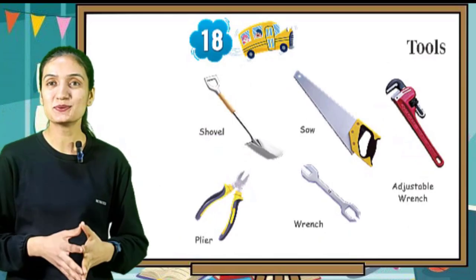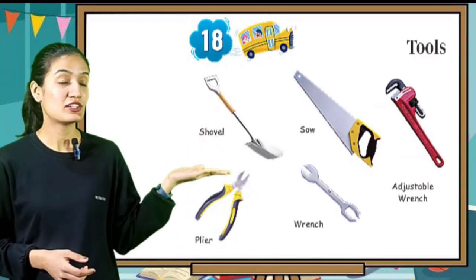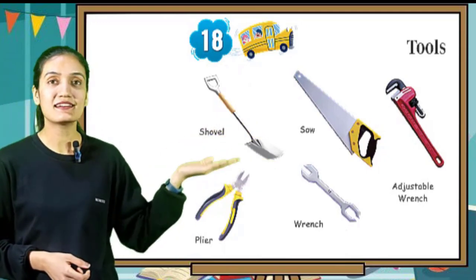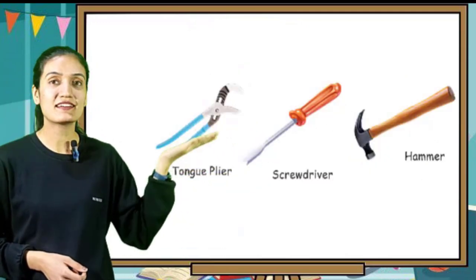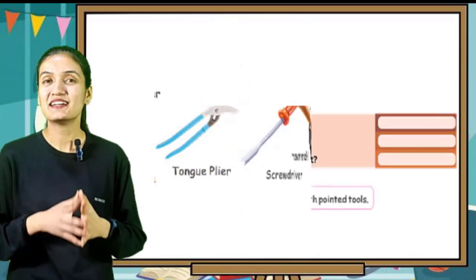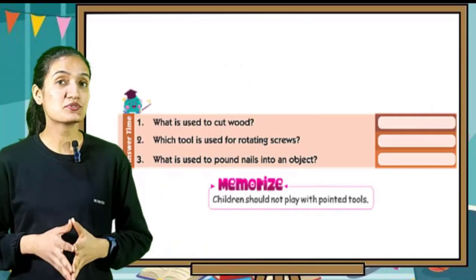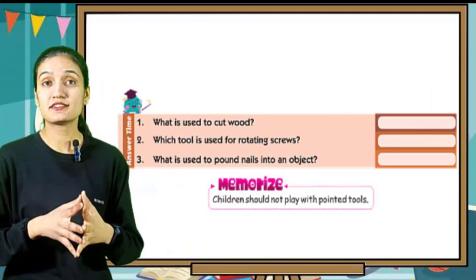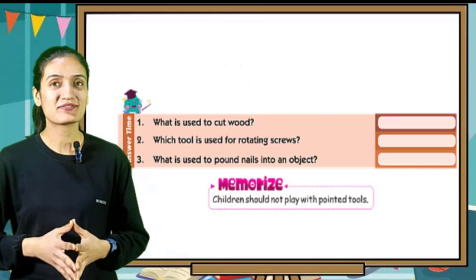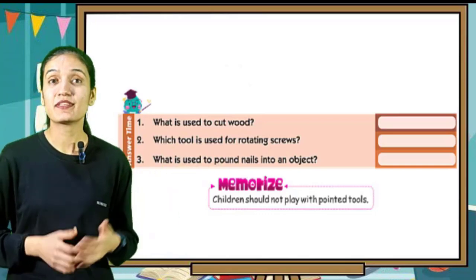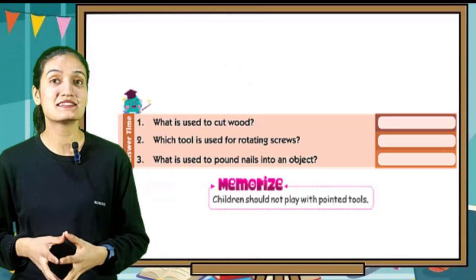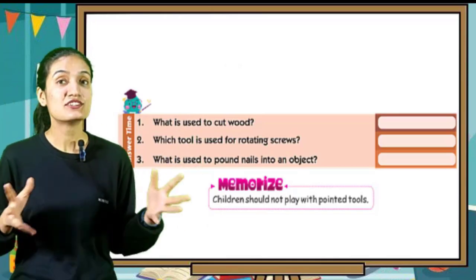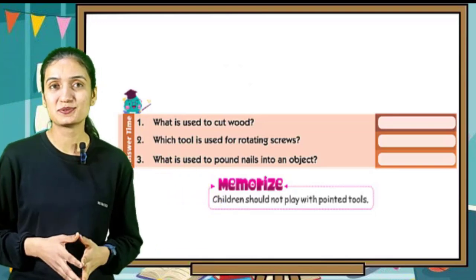Chapter number 18. Tools. Here are some different tools. Chisel, saw, adjustable wrench, plier, wrench, tongue plier, screwdriver, hammer. Now the questions. What is used to cut wood? Saw. Which tool is used for rotating screws? It is screwdriver. What is used to pound nails into an object? It is hammer. Now memorize. Children should not play with pointed tools.